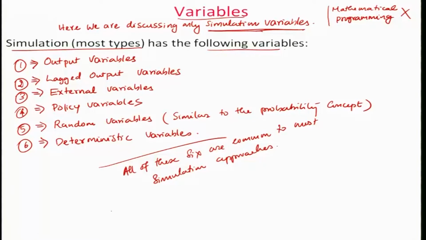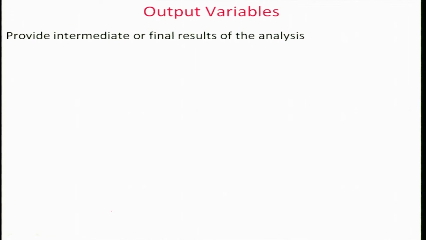Okay. In one way or other, these 6 variables get used in the simulation model or simulation approach that we do. Okay. Now, let us see what are the main things called the output variables. In the case of simulation, the most important thing is that output variables provide intermediate or final results of the analysis. Okay. So, what analysis?